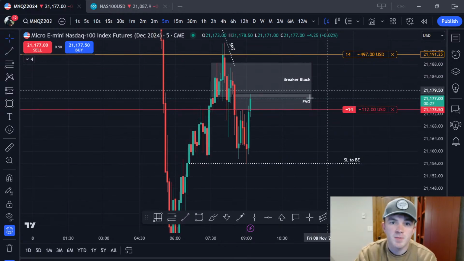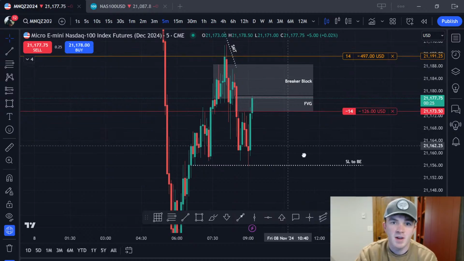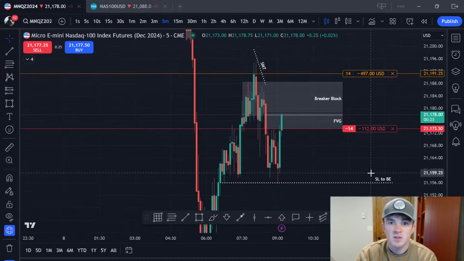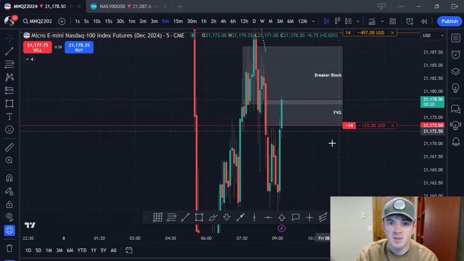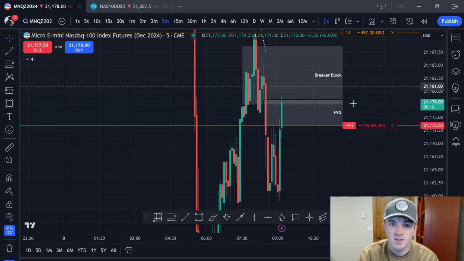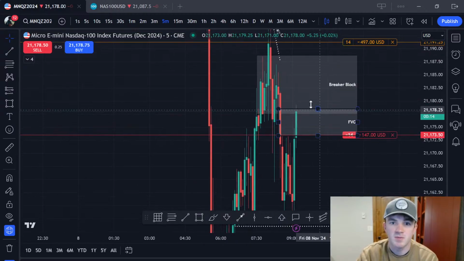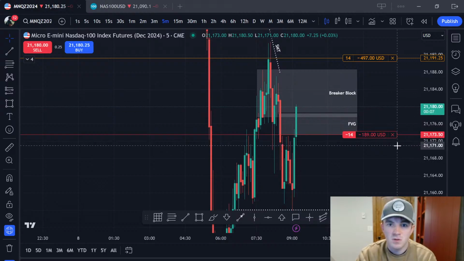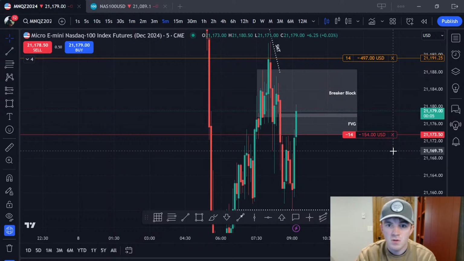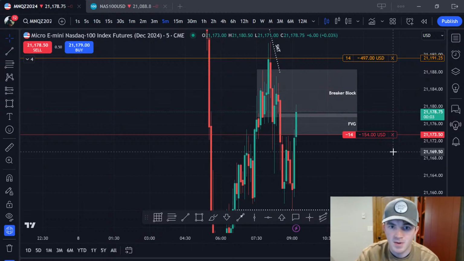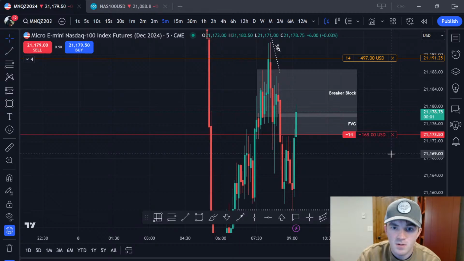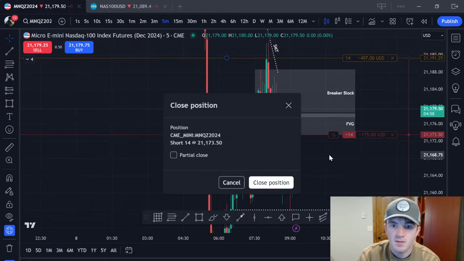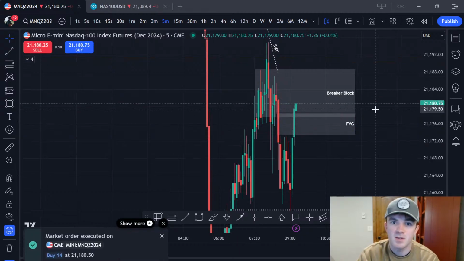If we close above this fair value gap, I'd probably exit this trade. Does that make sense? So like in 21 seconds, if we close above this fair value gap, that would be a red flag and I would get out, because we swept these lows and then we'd probably run these highs. So the close above the fair value gap would be my stop loss.